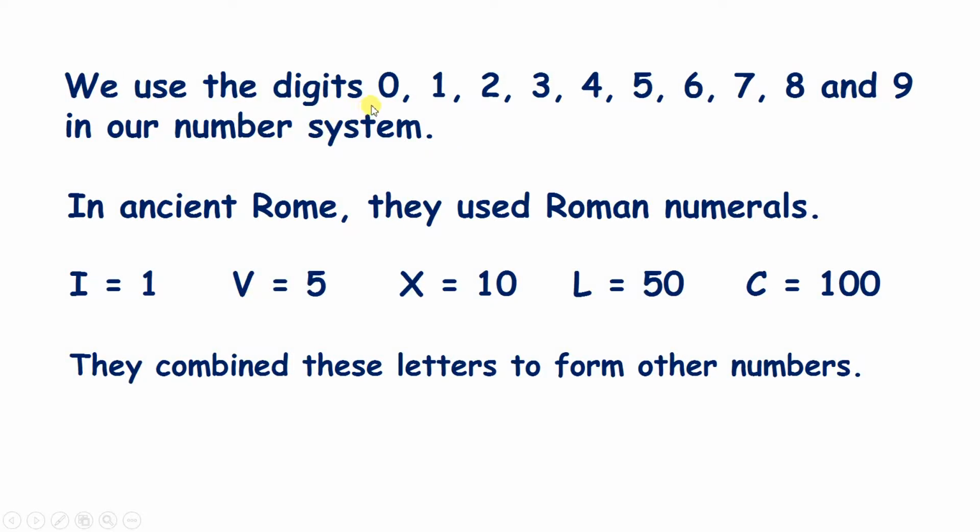We use the digits 0, 1, 2, 3, 4, 5, 6, 7, 8 and 9 in our number system, so all of our numbers are made up of a combination of these digits. In ancient Rome they used Roman numerals, so I stood for 1, V stood for 5, X for 10, L for 50 and C for 100, and they combined these letters to form other numbers.